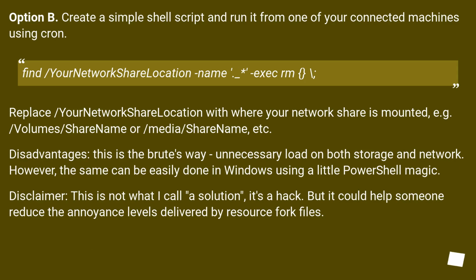Option B. Create a simple shell script and run it from one of your connected machines using cron. find /your/network/share/location -name ._* -exec rm {} \;. Replace /your/network/share/location with where your network share is mounted, for example /Volumes/sharename or /media/sharename, etc. Disadvantages: this is the brute's way, unnecessary load on both storage and network.